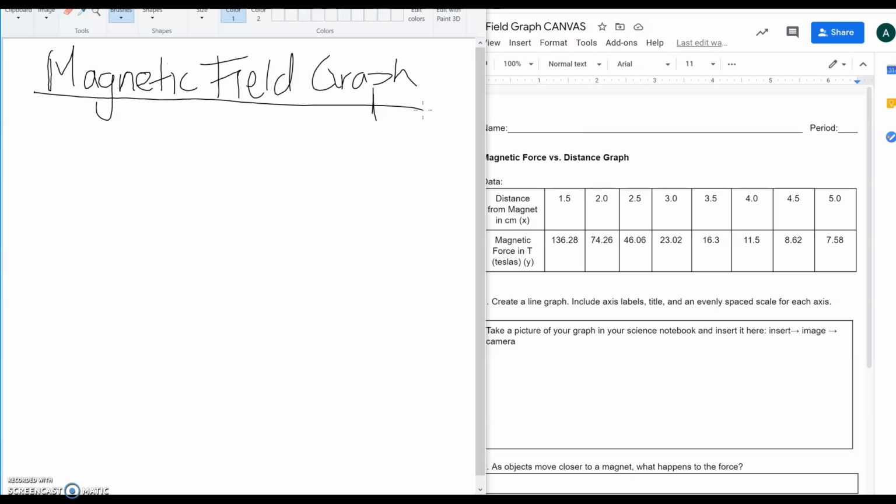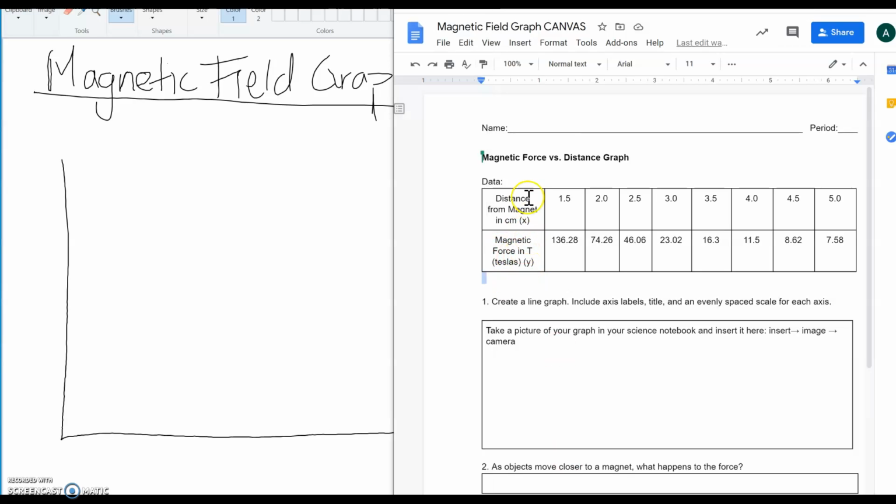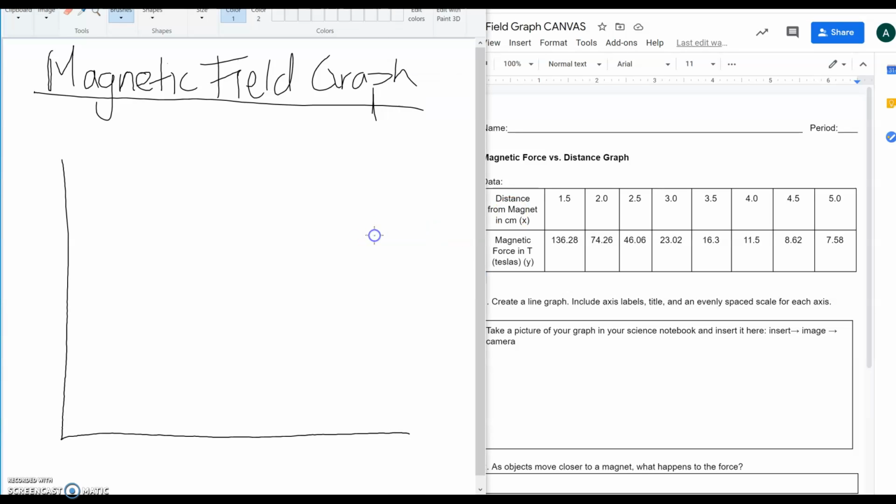Now, I'm going to make a nice big graph. Hopefully I have room for it on my screen here. And the thing that goes on the x-axis is the thing that we change. In this case, we can't change how strong the magnet is, but we can change how far away we are from the magnet. So distance from magnet is going to be my independent variable. And the independent variable always goes on the x. Distance from magnet. I know my handwriting's messy.